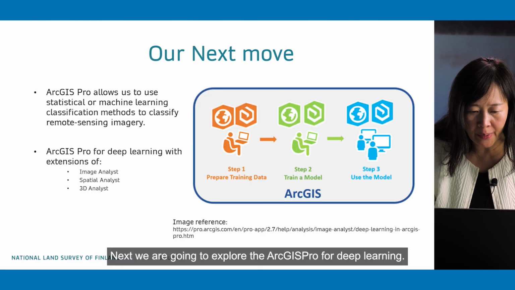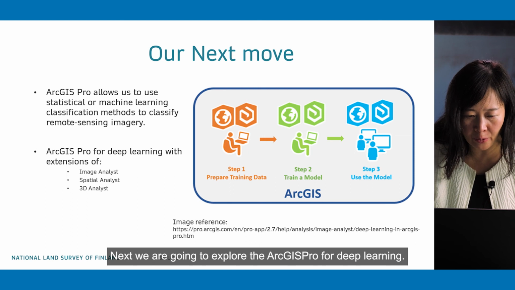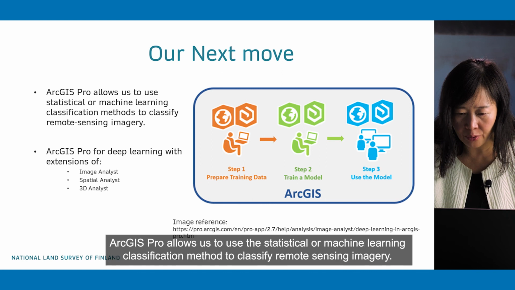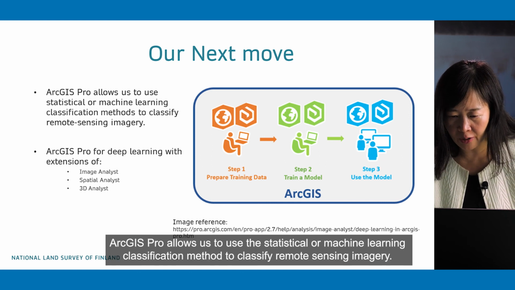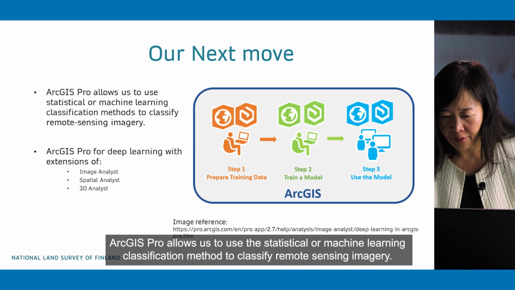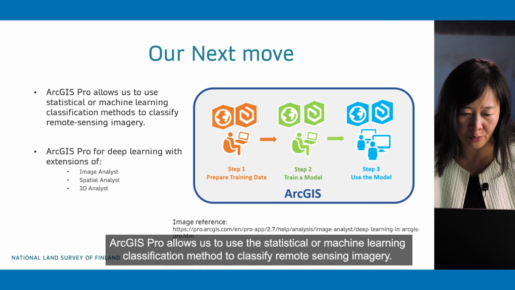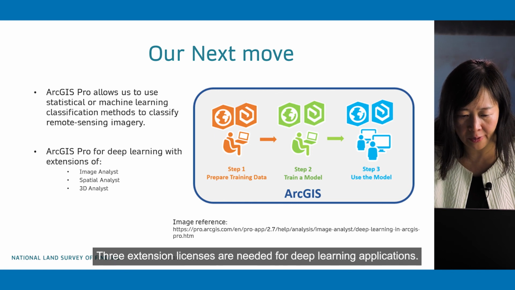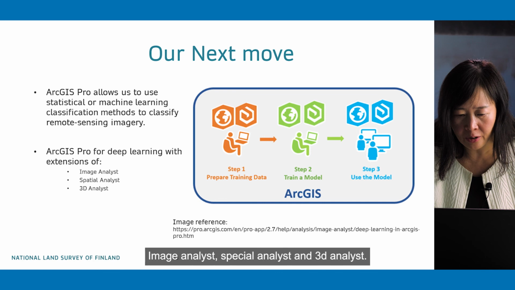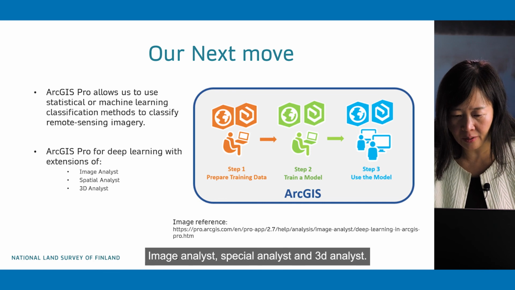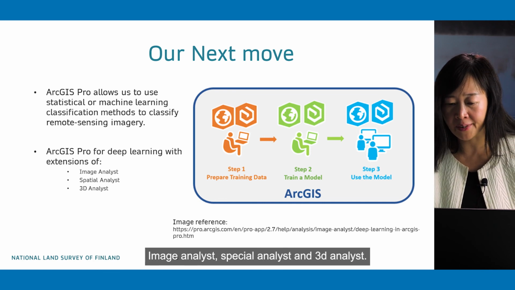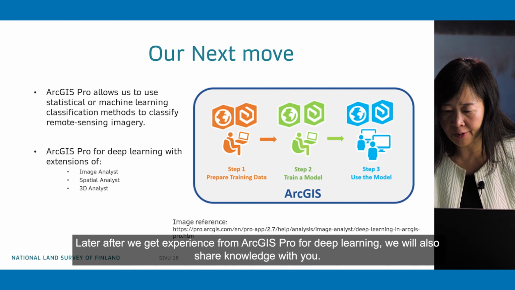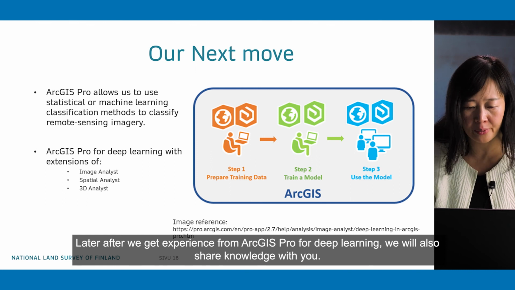And next, we are going to explore the ArcGIS Pro for deep learning. ArcGIS Pro allows us to use statistical or machine learning classification methods to classify remote sensing imagery. 3 extension licenses are needed for deep learning applications: Image Analyst, Spatial Analyst, and 3D Analyst. So later, after we get experience from ArcGIS Pro for deep learning, we will also share knowledge with you.